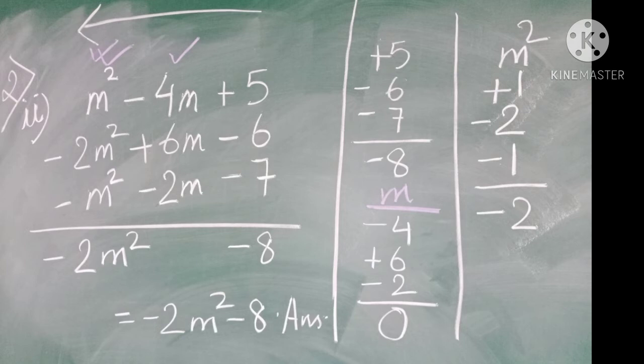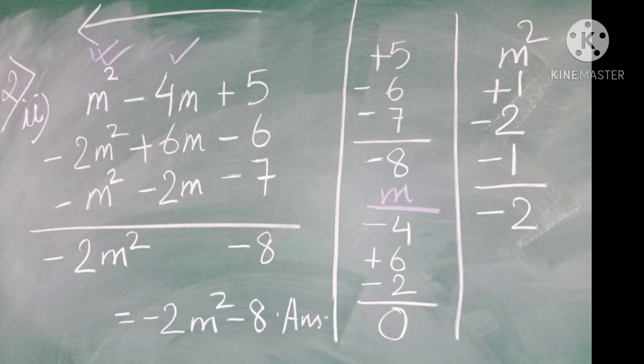Now come to the middlemost, which has all the like terms m. So minus 4 under m, I am writing in the rough column. Minus 4 plus 6 minus 2. Minus 4 minus 2 is minus 6. Minus 6 plus 6 is 0. So that's why I am not writing anything over here. 0 multiplied by anything is 0. So 0 into m will also be 0. So I have not written anything over here.